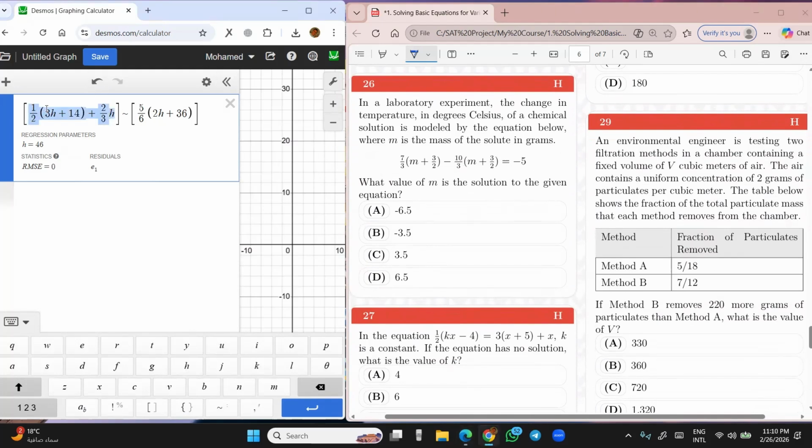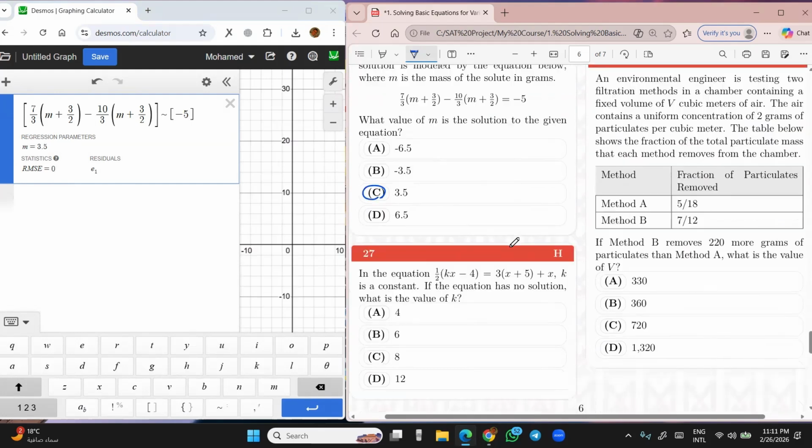Easily, we remove everything here and write 7 over 3 like this, 7/3, go to the right and start on the line writing m plus 3 over 2. Minus, you are still on the left side, minus 10 over 3. Open the pair of parentheses again, write m plus 3 over 2 again, 3 over 2 one more time, and then go to the right and write negative 5. And then the value of m is equal to 3.5, which gives the C, the right option.